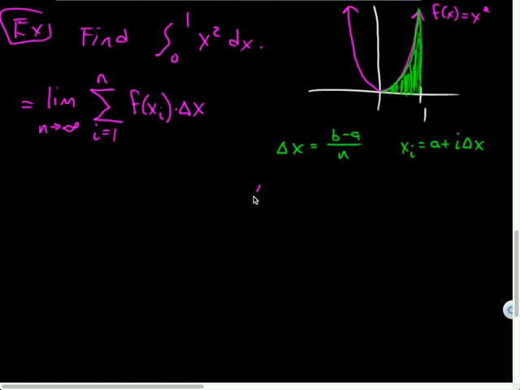So over here, delta x. This would be my step 1 and step 2 if you wanted. So what is delta x in this case? Let's see. B is 1, A is 0, and I'm dividing by n. So that is 1 over n. That's delta x.